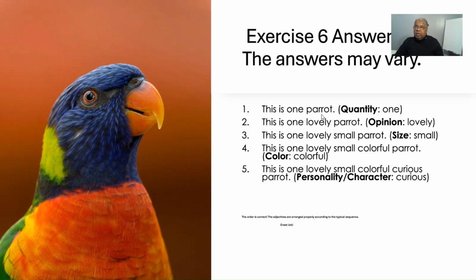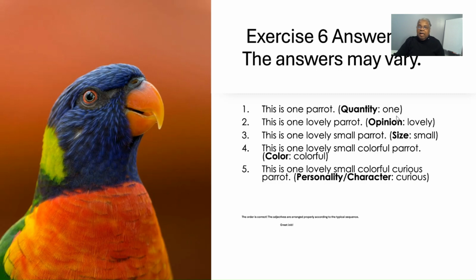Number 1, this is one parrot. Number 2, this is one lovely parrot. Number 3, this is one lovely small parrot. Number 4, this is one lovely, small, colorful parrot. Number 5, this is one lovely, small, colorful, curious parrot.